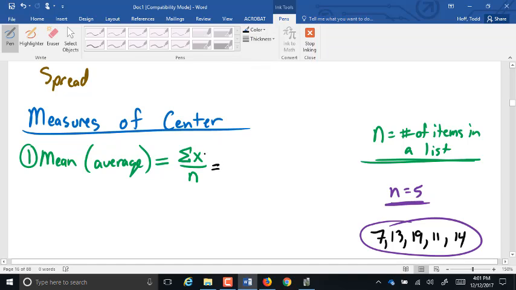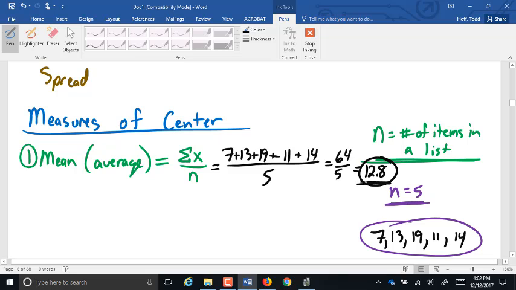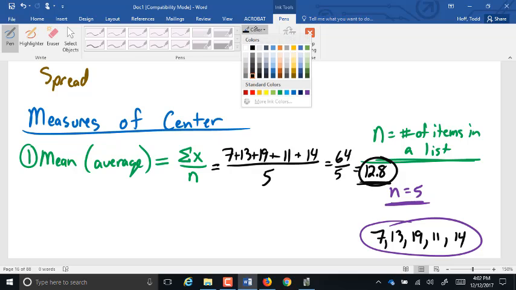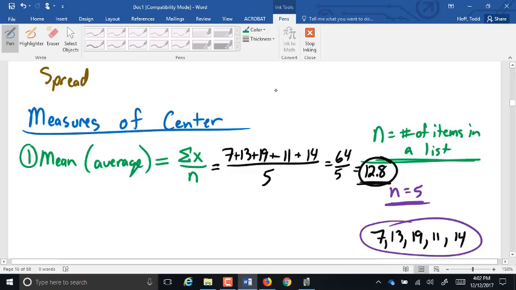So this would be calculated by doing 7 plus 13 is 20, plus 19 is 39, plus 11 is 50, plus 14 is 64, divided by 5, which is going to be 12.8. That is our mean. Any questions on how we found the mean? Second is the median. Well, when you're driving down the highway, where do you find the median?